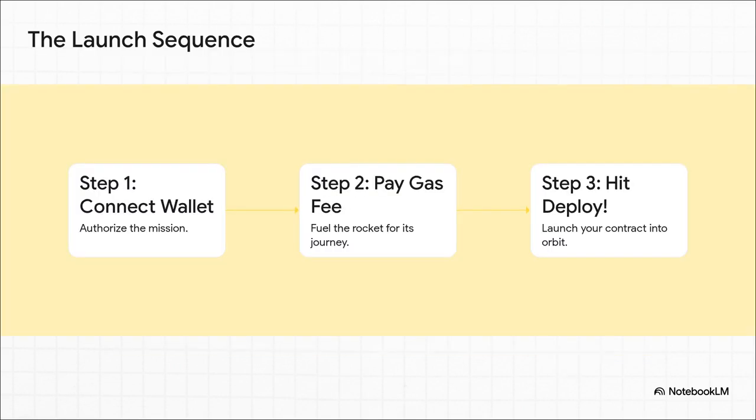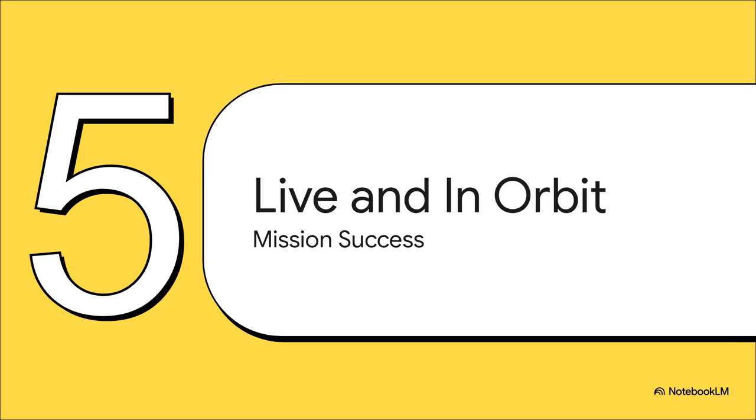And this is it, the final sequence. Step 1, you connect your wallet, giving the final authorization. Step 2, you approve the gas fee, fueling up the rocket. And then, that final step, the moment of truth. You click deploy and your code ignites, blasting off towards the digital cosmos. After a few moments of just holding your breath, confirmation comes through from mission control. The launch was a success. Your smart contract is now officially live, in orbit on the Ethereum blockchain.